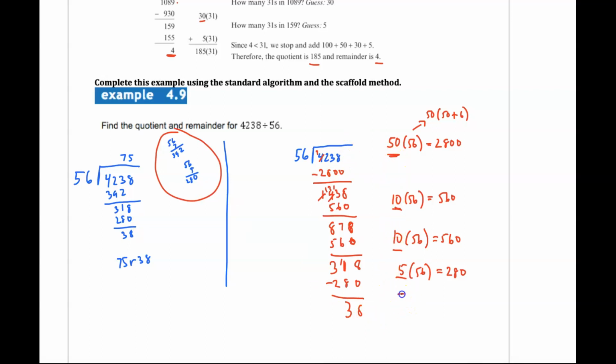And so then you end up with, add this up, 50, 60, 70, 75, remainder 38, which is the same answer we got here. So be mindful of the scaffold method for sure. I'll ask you that you're going to want to be able to learn how to do.